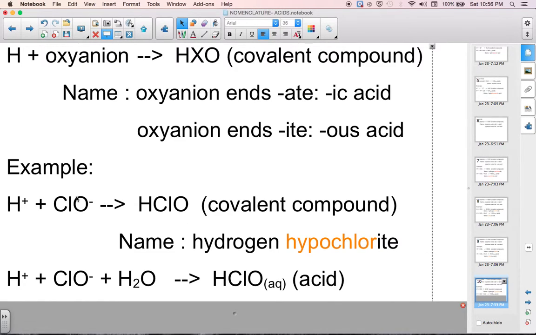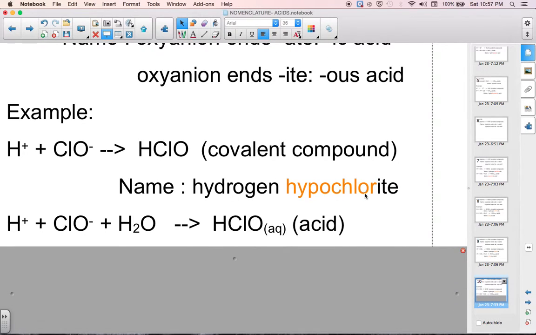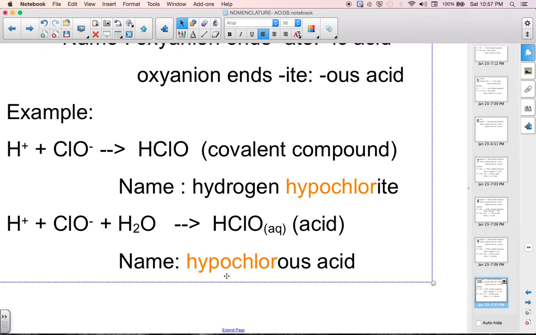Here we have the hypochlorite anion. When I add it, HClO is the final formula when I crisscross. So the name is hydrogen hypochlorite. If I add it to water in its aqueous form, my acid will be called hypochlorous acid.